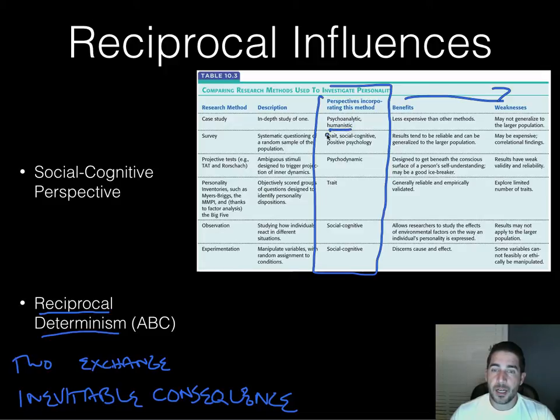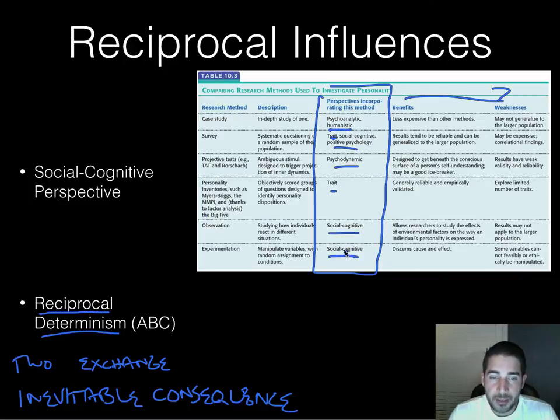Humanistic also can use case studies, because each person is working to reach their full potential. That's the idea behind humanism. Then here are some benefits and weaknesses over on this side. Surveys: trait theory obviously would be a survey. We talked about that in the last part. Positive psychology, which is a bit about the stuff we'll be talking about today, can use surveys. Psychodynamic, projective tests; trait theory, again, personality inventories.